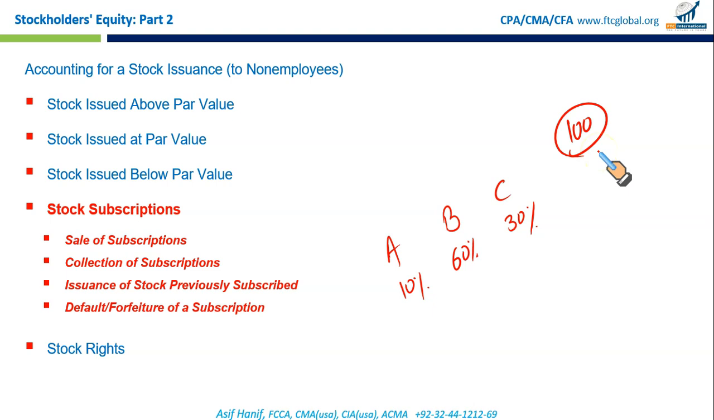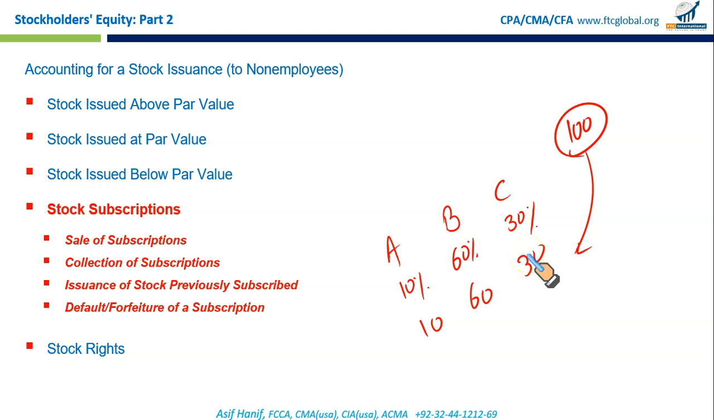We are offering 100 shares, but before these shares are offered to the general public, they are offered to existing shareholders in proportion to their current holding. 10 shares would be offered to A, 60 to B, and 30 to C. This is called stock rights.